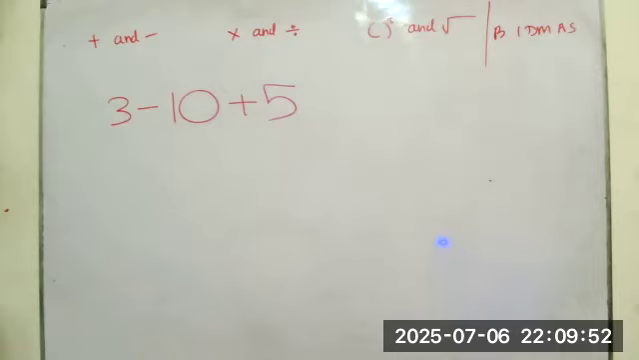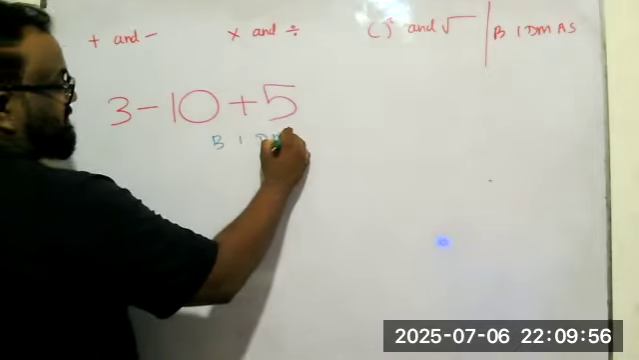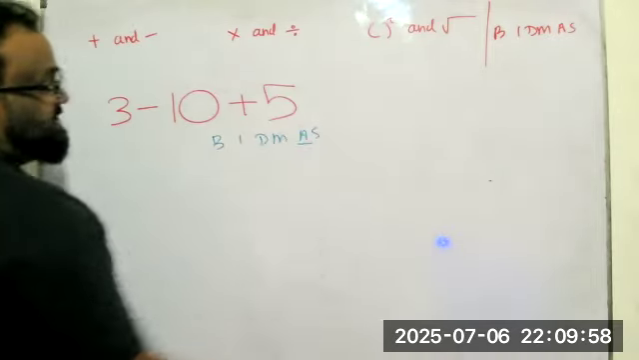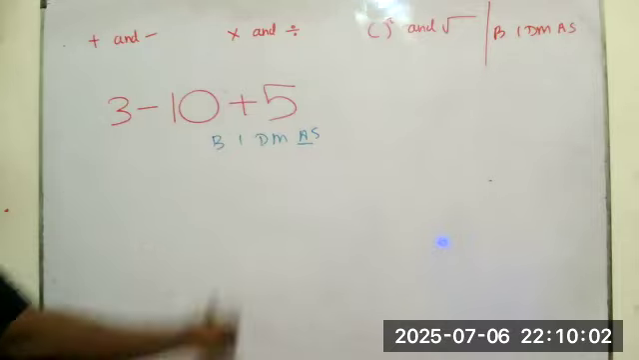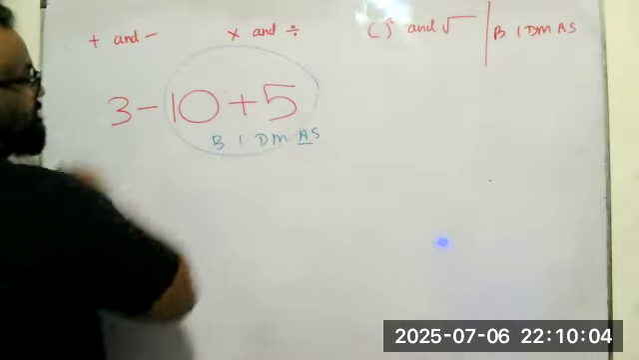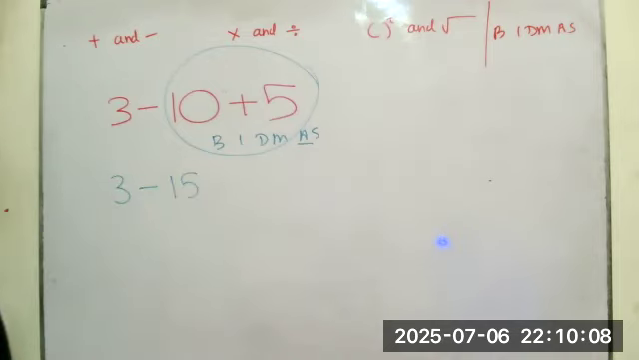If you think that, according to BIDMAS, addition is to be done first, then we should do this first, isn't it? Yeah. We will get 3 minus 15. Yes or no? Yes, it's minus 12.